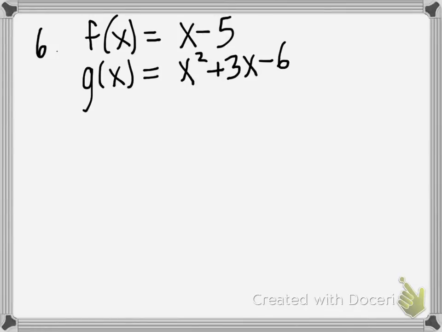Alright, for number 6, they're just using function notation to name each polynomial. So f of x is the name of the first function, x minus 5, or first polynomial, and g of x is the name of the second polynomial, x squared plus 3x minus 6. The directions are to find f of x times g of x, so you're just multiplying the two polynomials together.